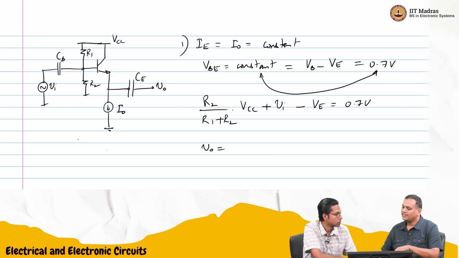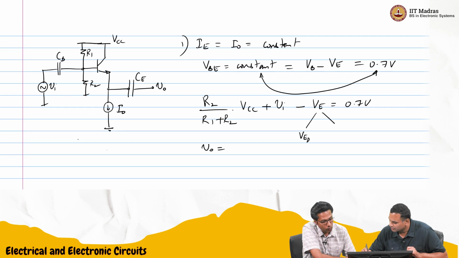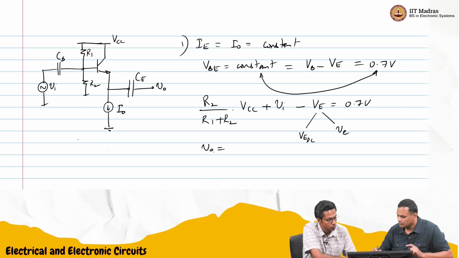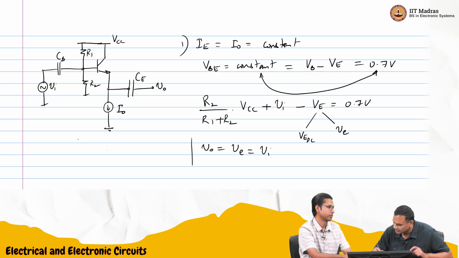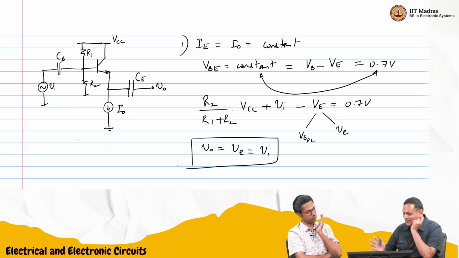So this side I get VE, no? So this is already VE, right? So this basically has VDC plus small VE. So now VO is basically small VE, which is just VI actually. So no amplification. So it's a unity gain, correct? Okay, I see. So this is a common collector amplifier.